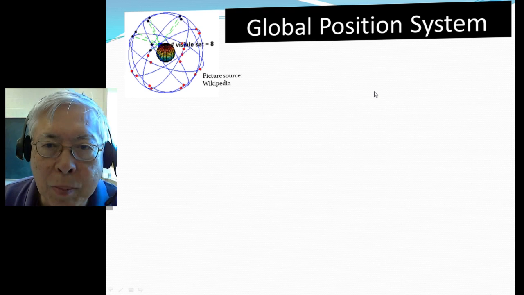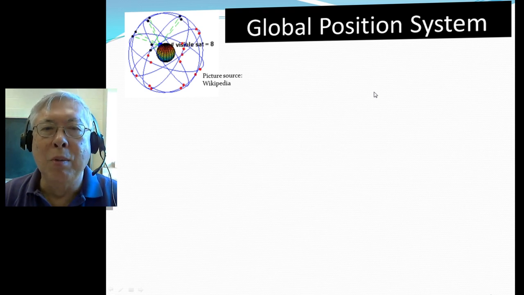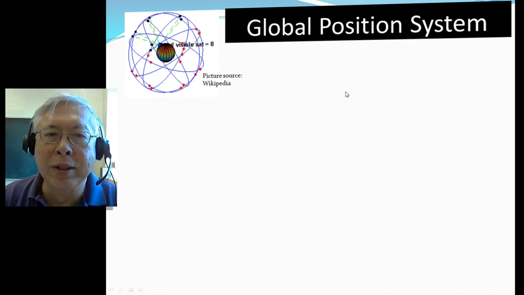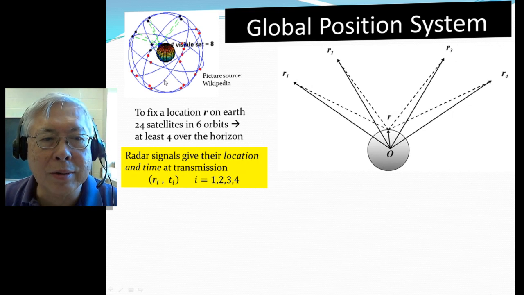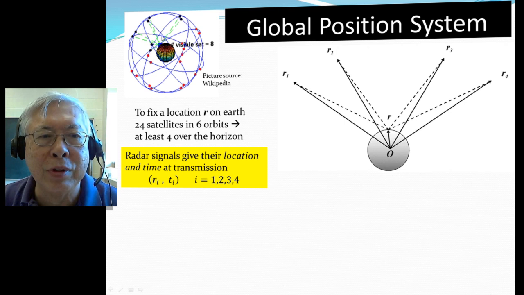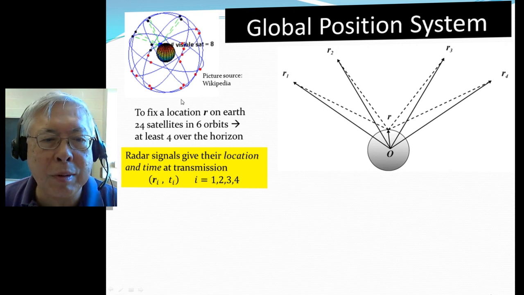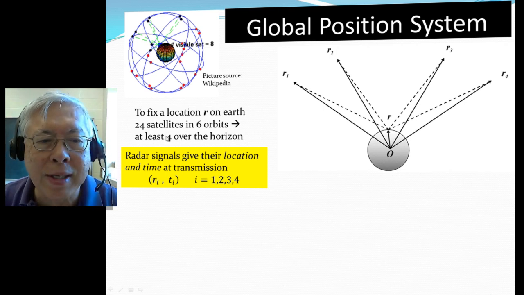Okay, now we're going to talk about global positioning systems, and why you absolutely need relativity in order for it to work. Basically, it's a system of at least 24 satellites distributed in 6 evenly distributed orbits, and the reason is that we should have at least 4 satellites over the horizon at each point.